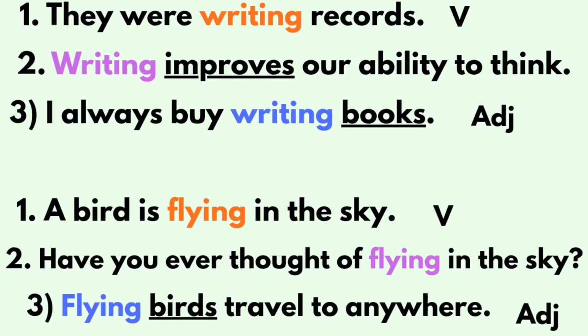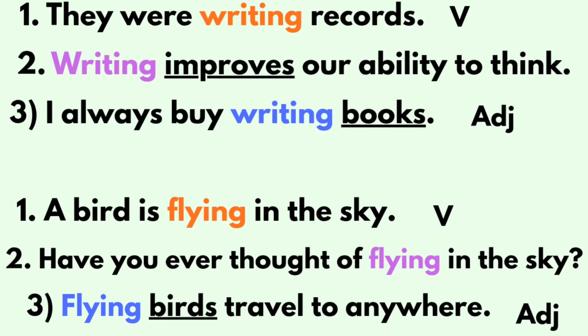Improves is a singular verb with a singular noun, right? Look at the third sentence. I always buy writing books. Which kind of books? Writing books. Books is plural countable and an adjective is used, that is writing. Which kind of books? I always buy writing books. Here writing is an adjective, it describes books and it is giving information about books. A bird is flying in the sky. So the action is happening now. It is in present continuous tense.